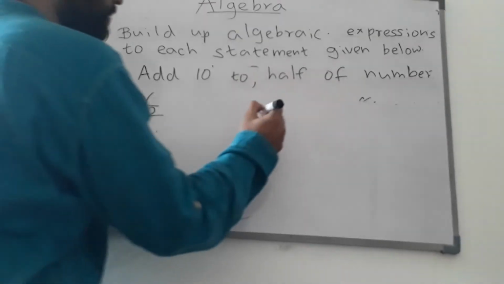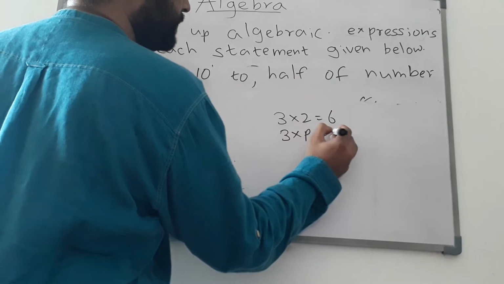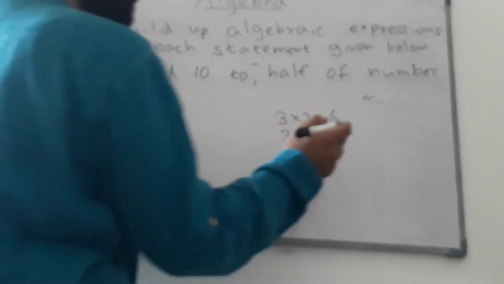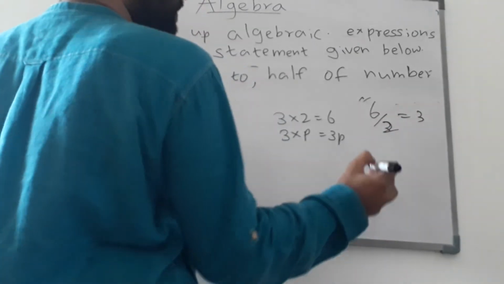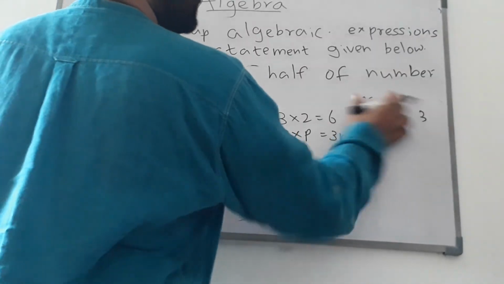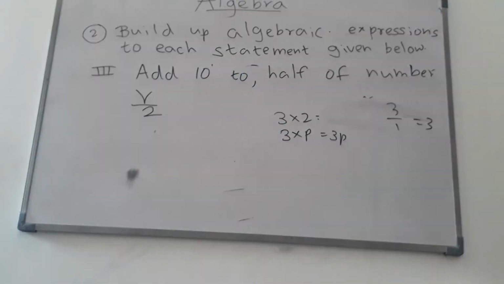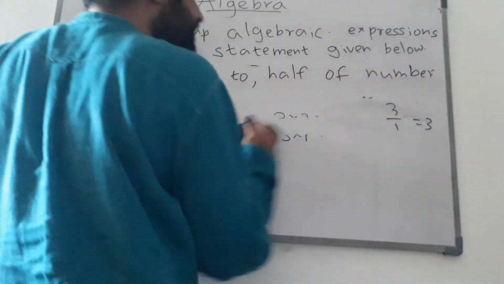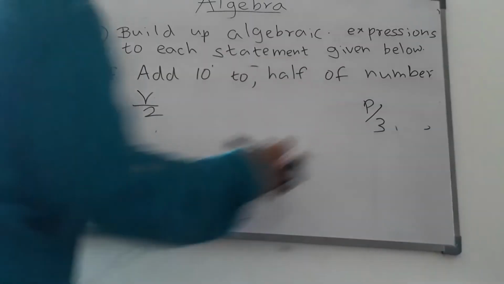Okay, for an example, 3 times 2 is 6. Likewise, 3 times p is 3p. Same as, 6 divided by 2 is 3, and 3 divided by 1 is 3. Okay, same as, so 3p divided by 3 means p divided by 3. So r divided by 2 means r slash 2.